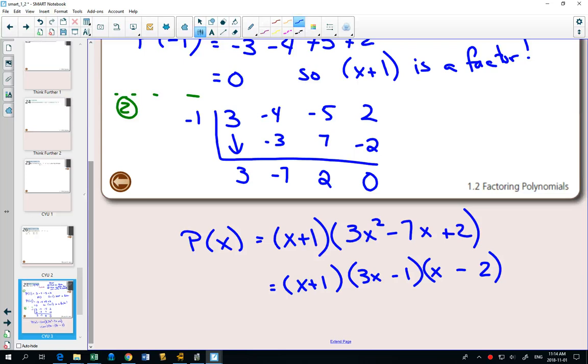Right? If you FOIL this out, right? If I multiply this times this, does that give me 3x squared? If I multiply the outside and the inside together, does that give me minus 7? Yes, it does, minus 6. And then do the last ones give me plus 2? That's right.